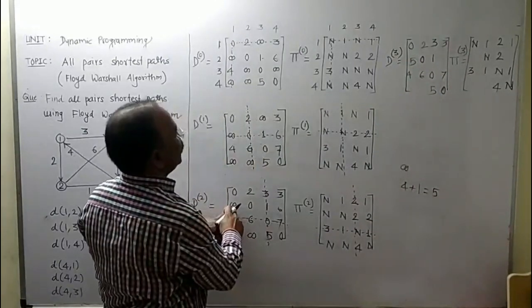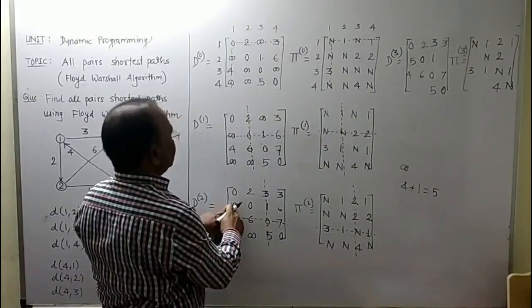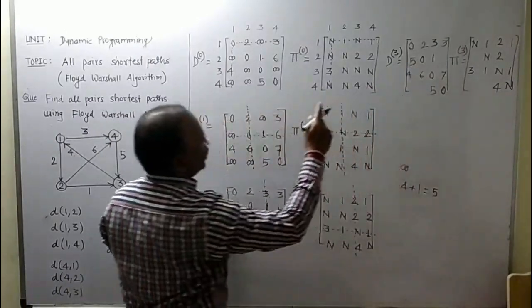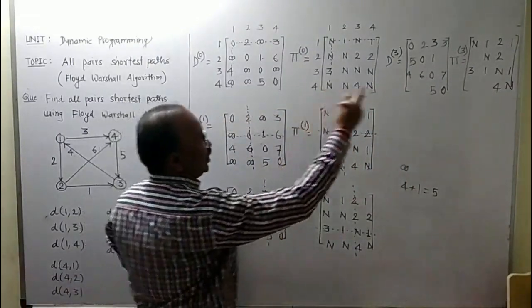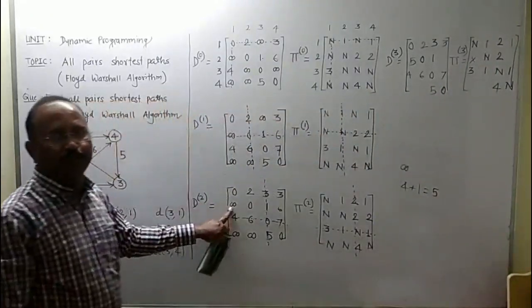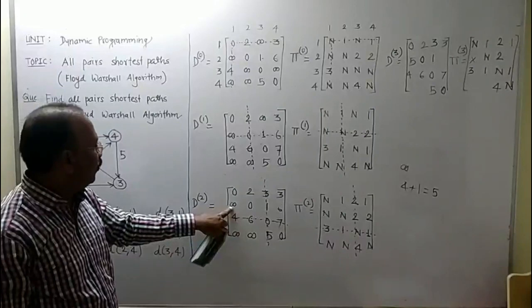Here the value is changed. In D2 it is infinity, in D3 it is 5. As the value is changed, there will be a change in pi 3. So here we will get the new value.